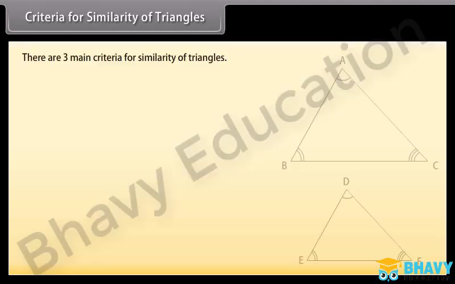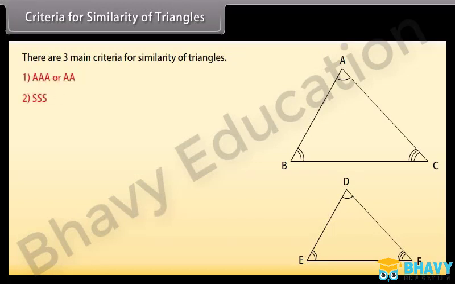Criteria for similarity of triangles. There are 3 main criteria for similarity of triangles. 1. AAA or AA. 2. SSS. 3. SAS.